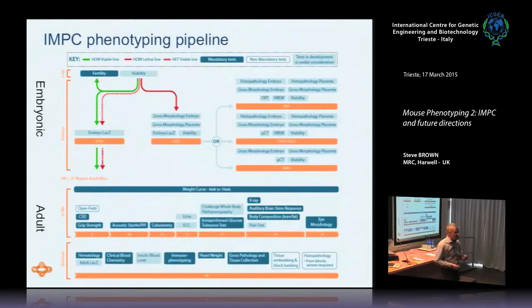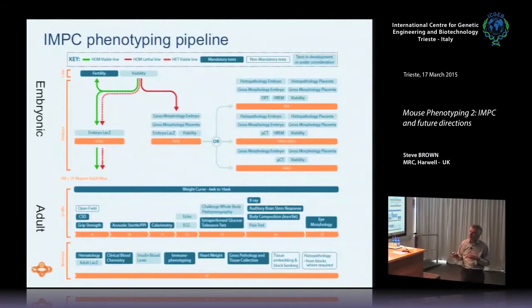So this is a very busy slide, but you're going to see it several times. This is a summary of the IMPC phenotyping pipeline that all of these mutants will go through. And there are two parts to this slide, so I'll just focus on the two different parts. There's the embryonic phenotyping pipeline, which I'll come back to later on. And then there's the adult phenotyping pipeline. Now, somebody asked this question before, what do we do in terms of phenotyping these mice? Well, briefly, let me say something about the adult phenotyping pipeline.